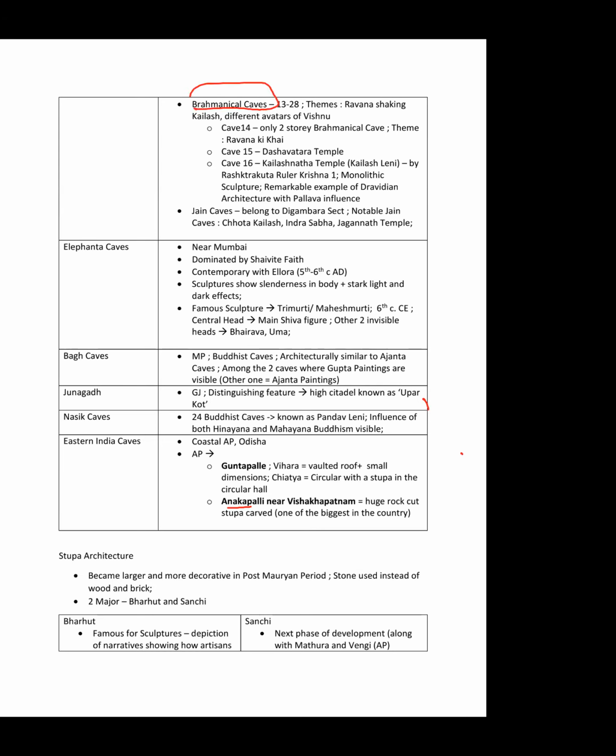Brahmanical caves are from 13 to 28. What are the themes? Ravana shaking Kailash, different avatars of Vishnu. Cave 14 is the only 2-story Brahmanical cave. Theme, Ravan ki Khai. Cave 15, about the Dashavatar temple. Cave 16, this is an important one. Kailashnath temple, also known as Kailash Leni, by the Rashtrakuta ruler Krishna I.